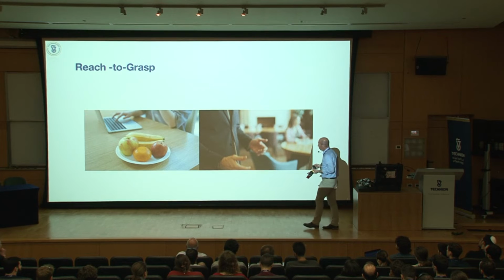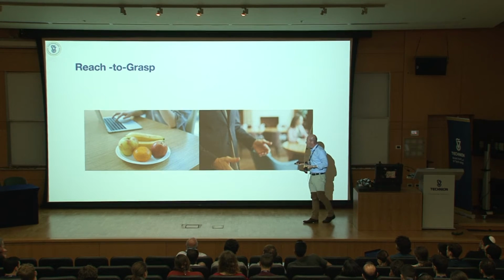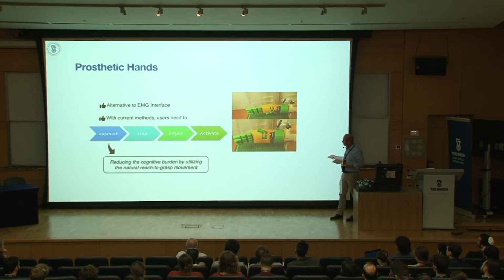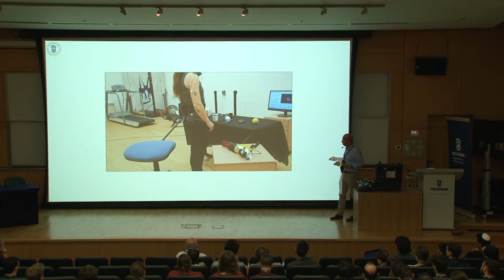So what Shunit tried to do is with wearable sensors to bridge this, we call it, to understand what we want to do, where the prosthetic hand should be automated. And I'll show you exactly what she did.